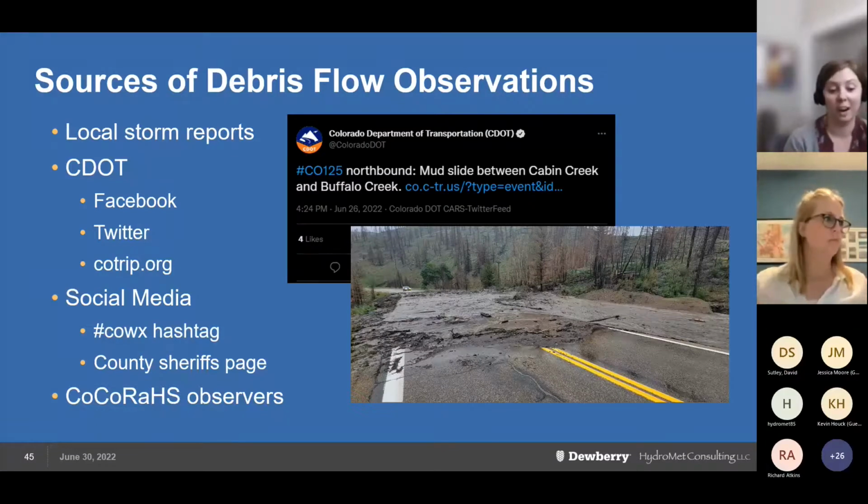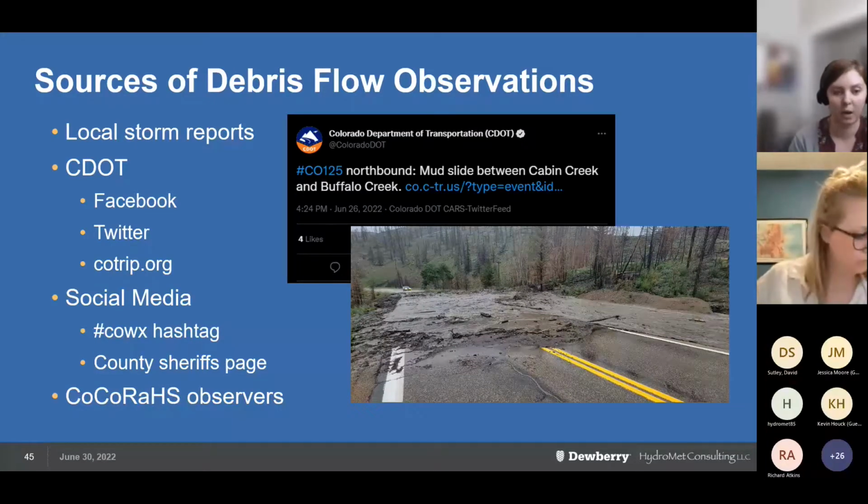But more often than not, they're actually not included in local storm reports. So that's when we really rely on CDOT, the Department of Transportation, which will share any travel impacts by flooding or debris flows. And they have several avenues that we look through: Facebook, Twitter, and then cotrip.org. In a similar vein, social media and the COWX hashtag are very helpful. Sometimes users will upload video or photos of flooding that we can use to confirm an event. County sheriffs or emergency management pages are also helpful for things like this.